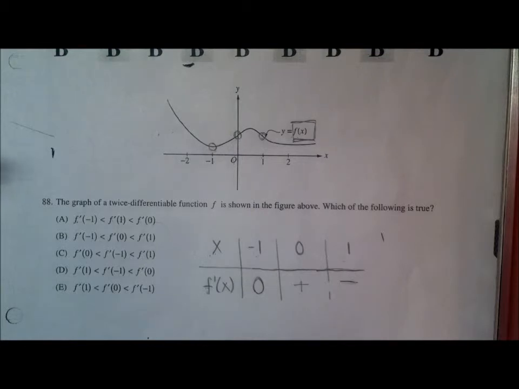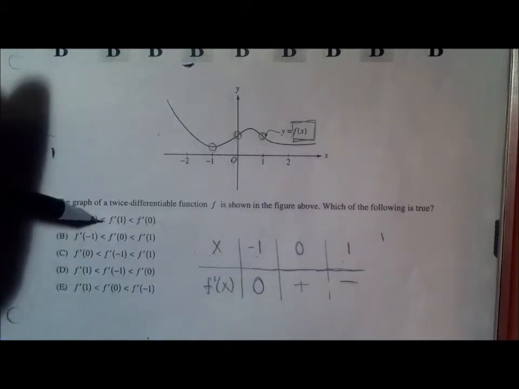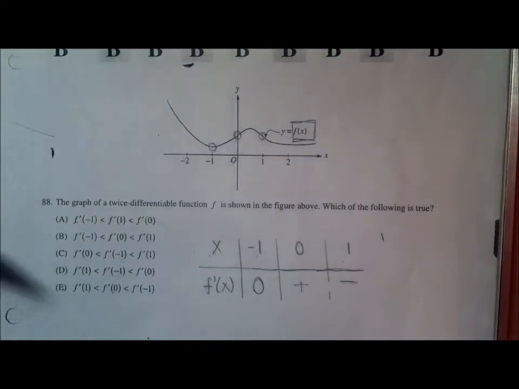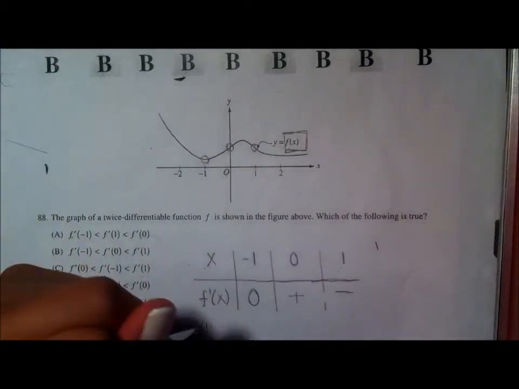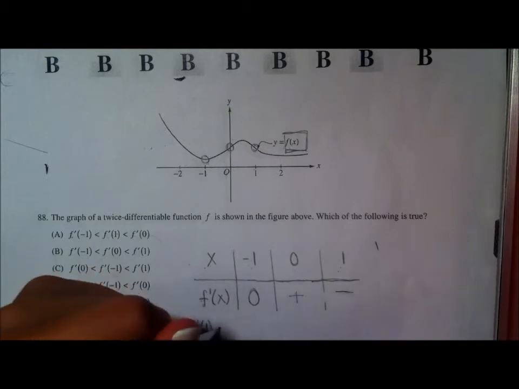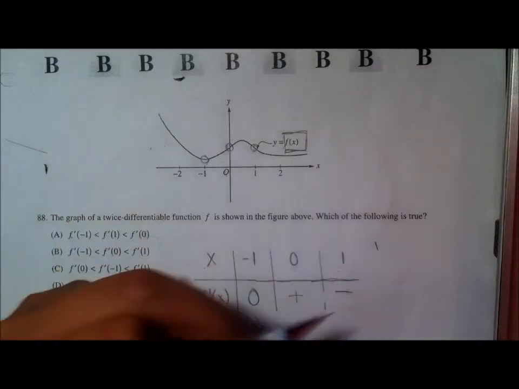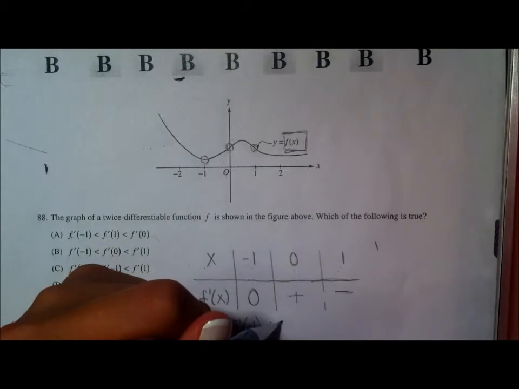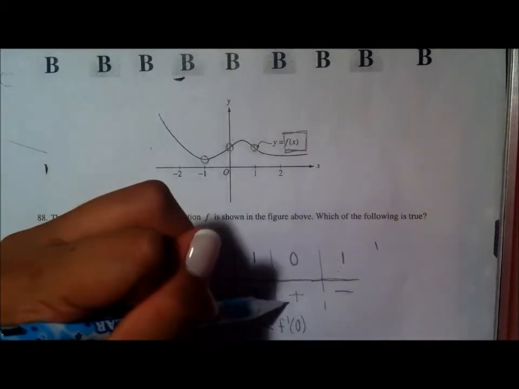And now, when we look back at the options, it actually wants us to put these slopes in ascending order. So we can say that f prime of 1, which is negative, is less than f prime of -1, which is 0, and that is all less than f prime at 0, which is positive.